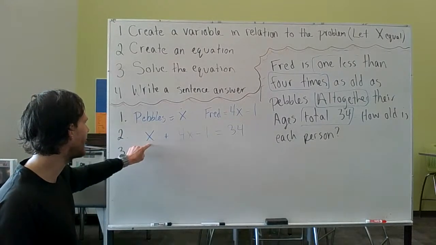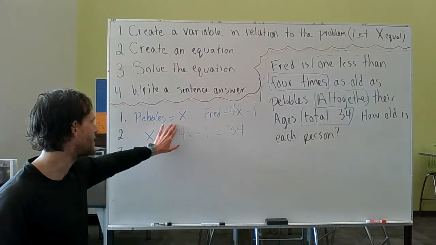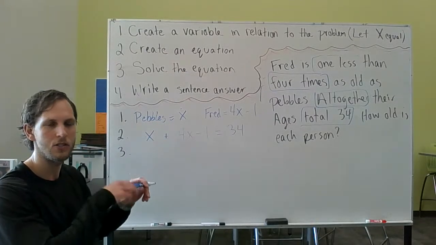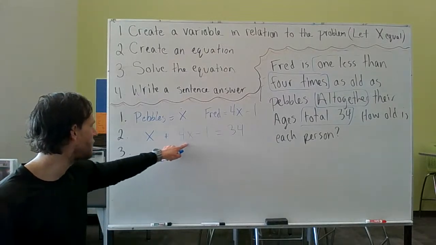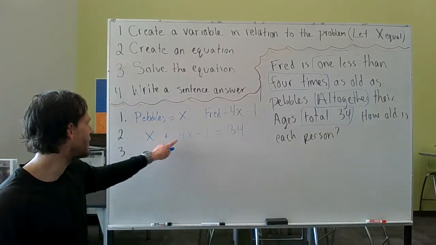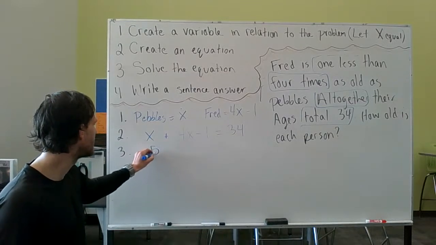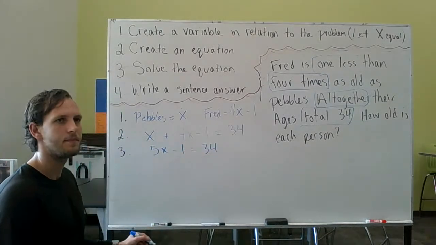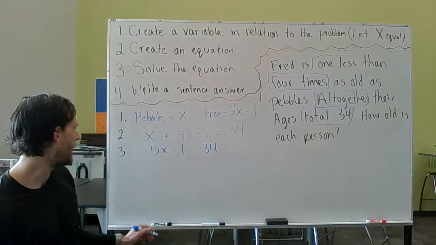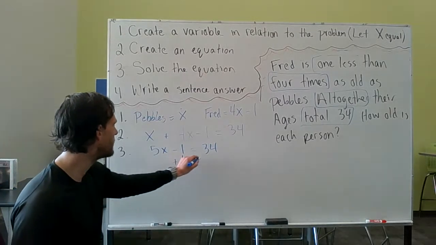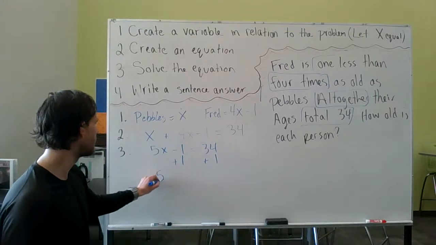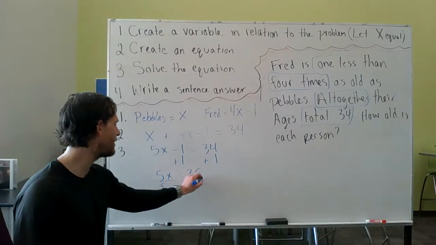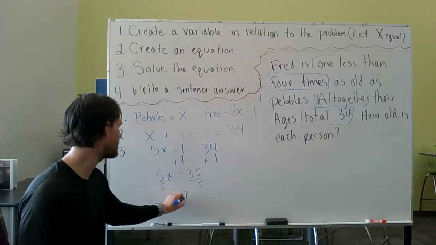So we need to add x plus 4x. We can't just leave it as 4x minus 1. We have to add Pebbles as well because it's all together. So this becomes x plus 4x minus 1. X and 4x become 5x, minus 1 is equal to 34. And from there, we can solve, adding 1 to both sides, and divide both sides by 5. X is equal to 7.